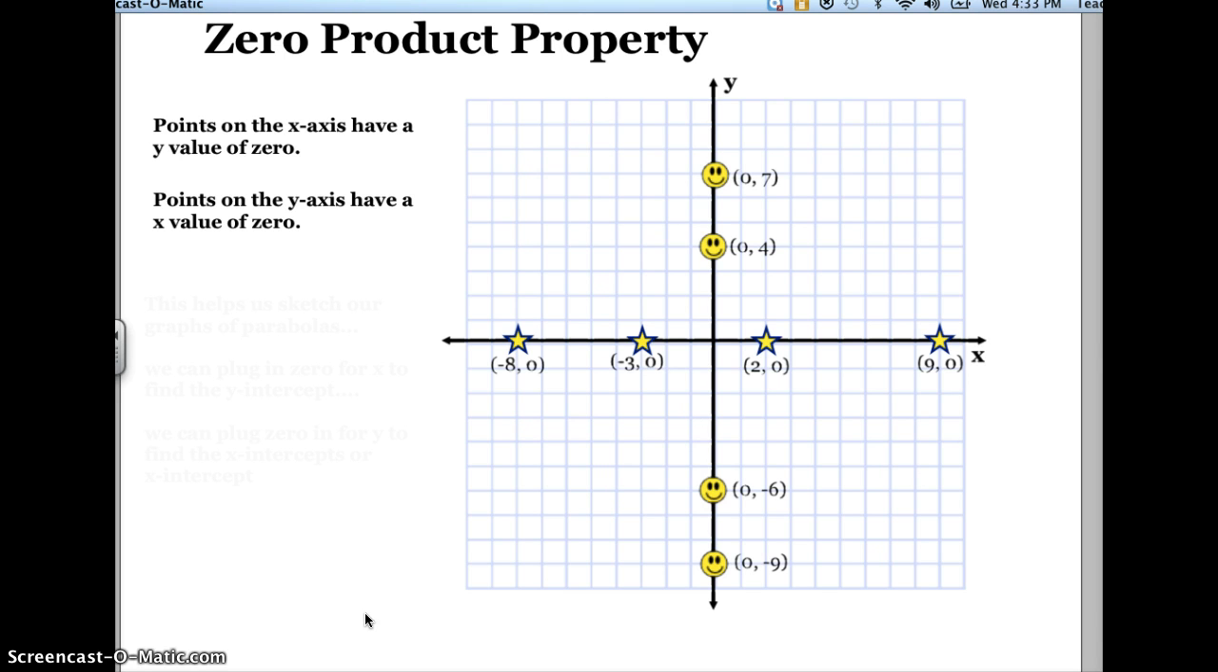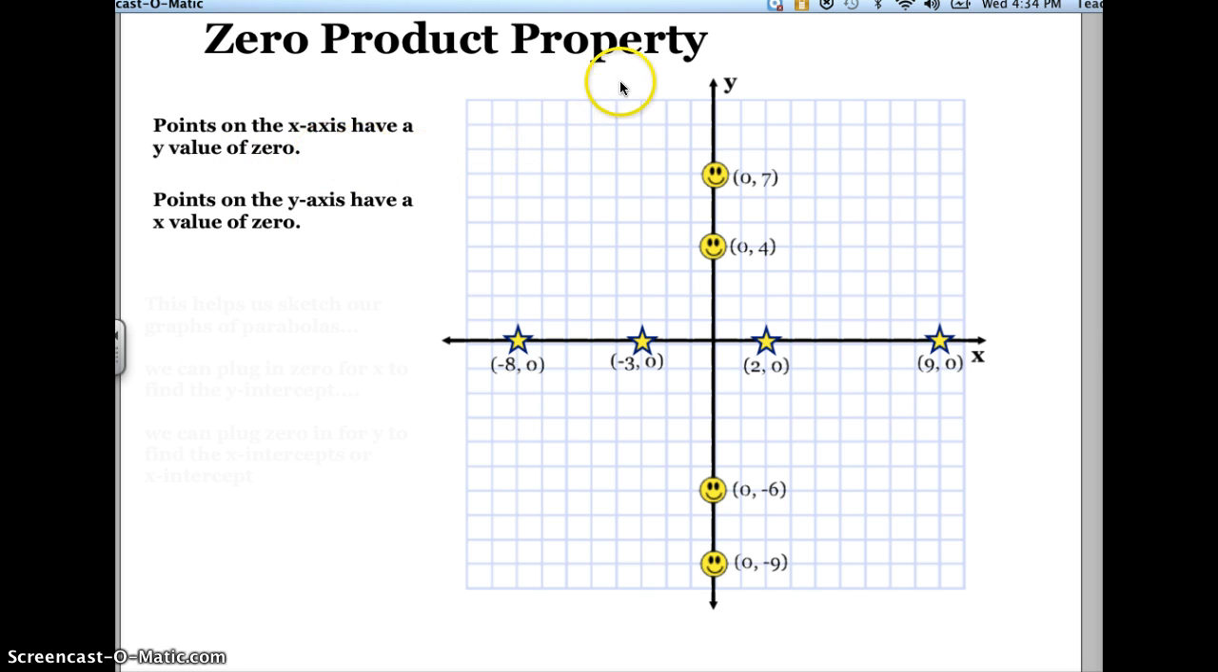If you notice on the graph that I have here at the right, I have a bunch of points on the x-axis. (-8, 0), (-3, 0), (2, 0), and (9, 0) are all on the x-axis. Now, the interesting thing about all those points is that they all have a y value that is 0.